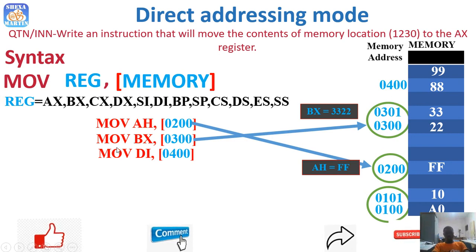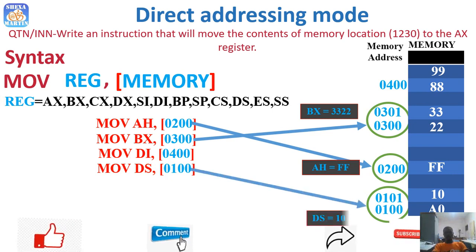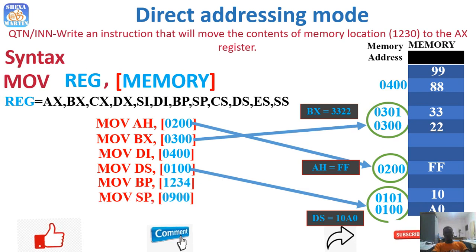Now we have another instruction, move DI, 0400. What will happen? DI is of size 16 bits, right? And then the value that is to be moved into DI is that one, 9988. And here's another instruction, move 0100. Those other instructions without answers are there for you to practice.